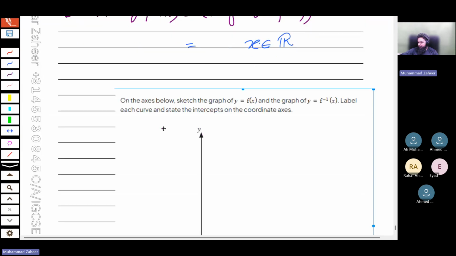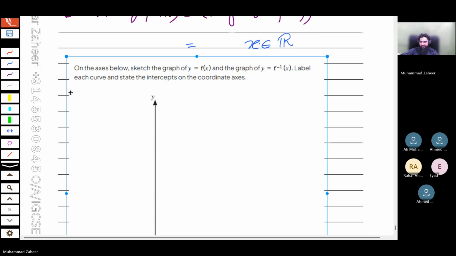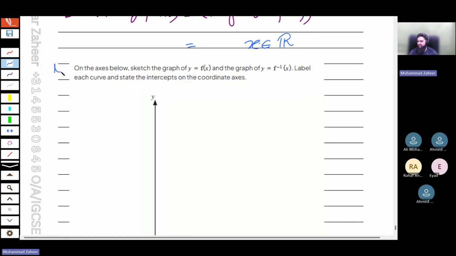Now, in the next question, he says that on the axis below, sketch the graph of y is equal to f of x and y is equal to f inverse of x. You need to draw both graphs, each curve, and state the intercepts with the coordinate axes. For the coordinate axes, obviously, you have x is equal to 0 and y is equal to 0.